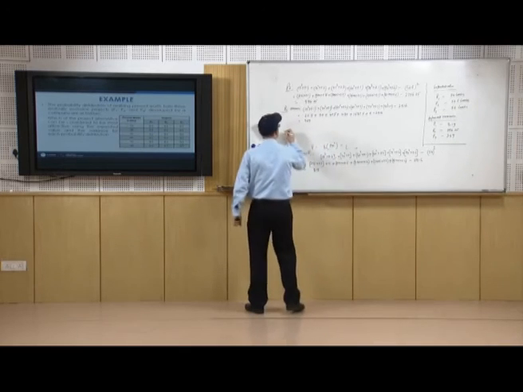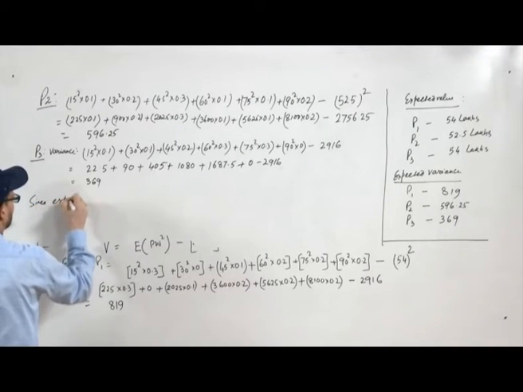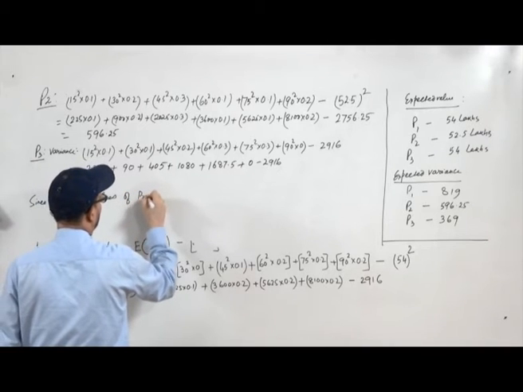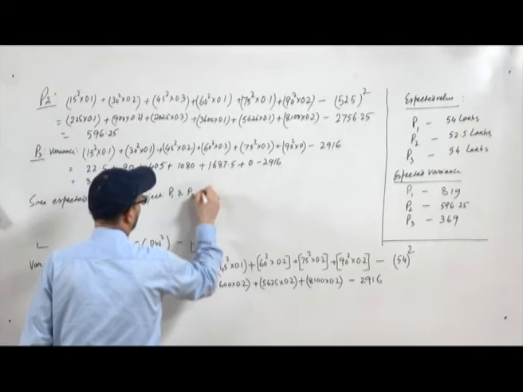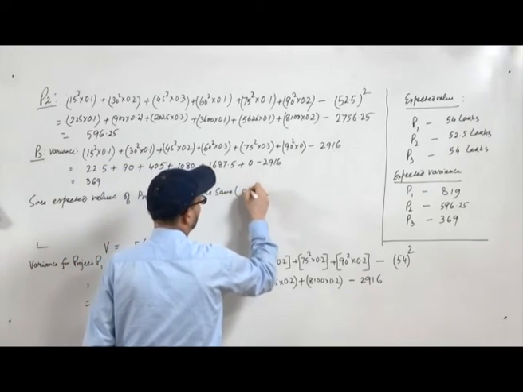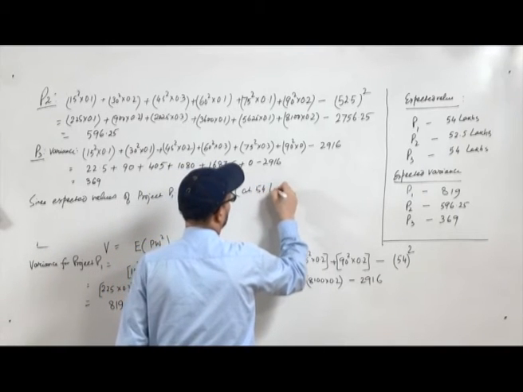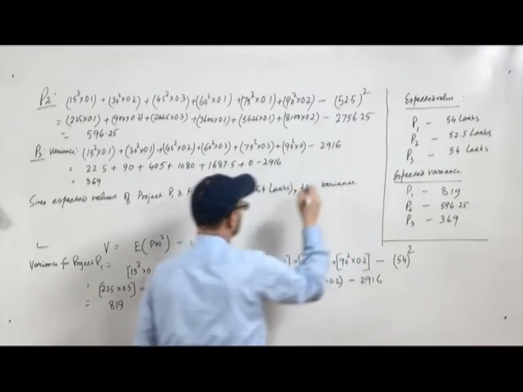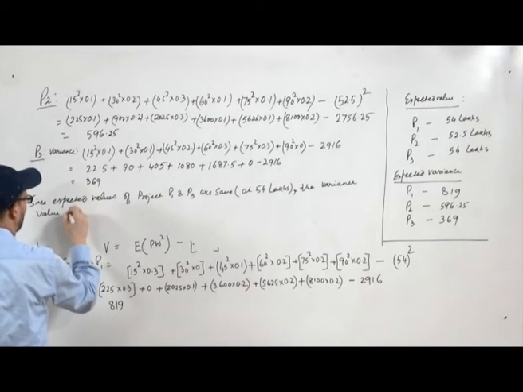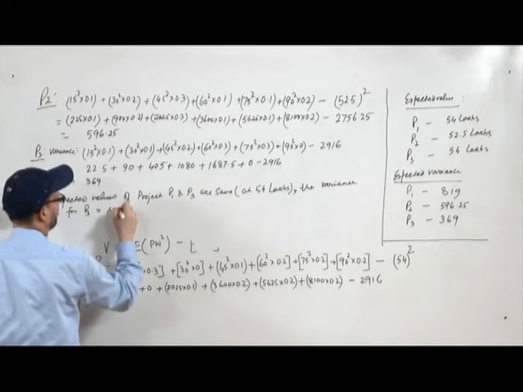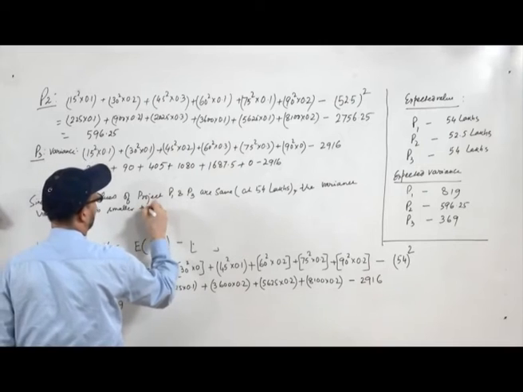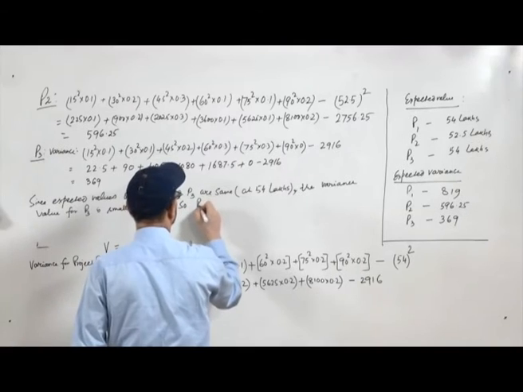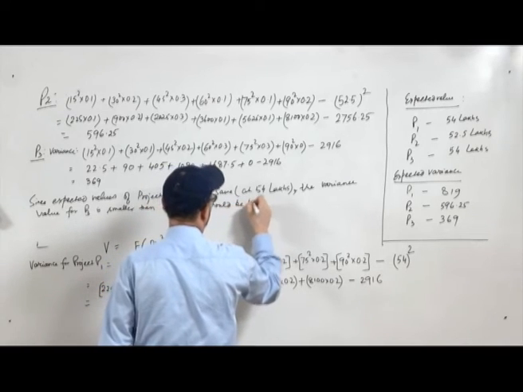So, we can say that since expected values of project P1 and P3 are same at 54 lakhs, the variance value for P3 is smaller than P1. Basically, it is smallest of all, so P3 should be the preferred choice.